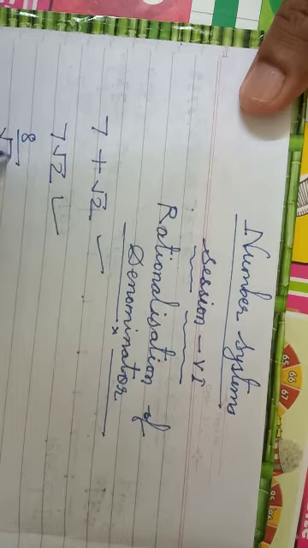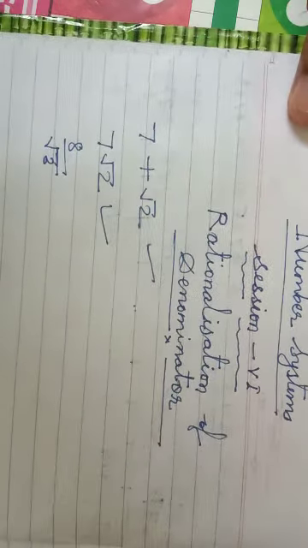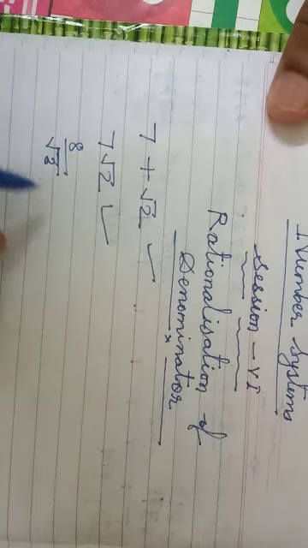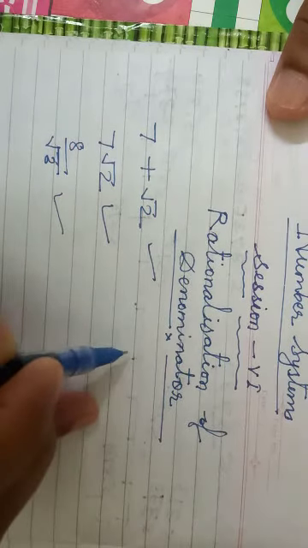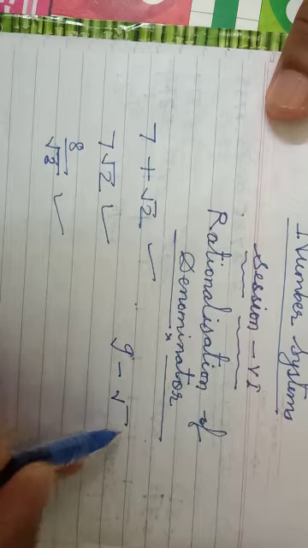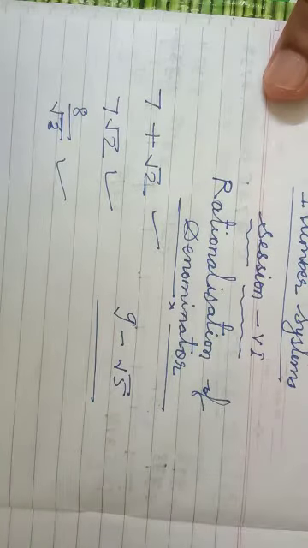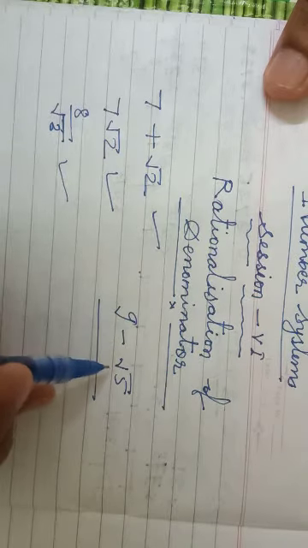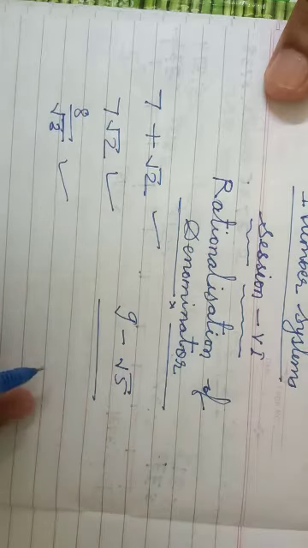8 upon root 3, 8 is a rational number. But 8 divided by root 3 is an irrational number. 9 minus root 5, that will also be an irrational number. 9 is rational, but when root 5 is subtracted from the 9, that will be an irrational number.